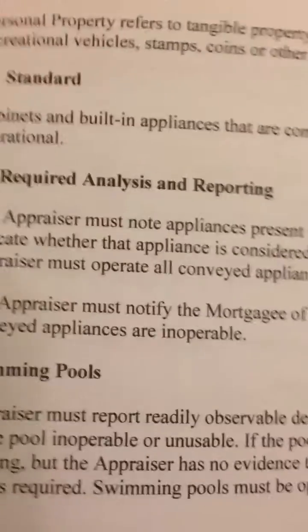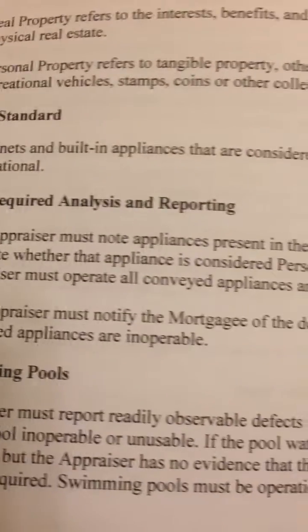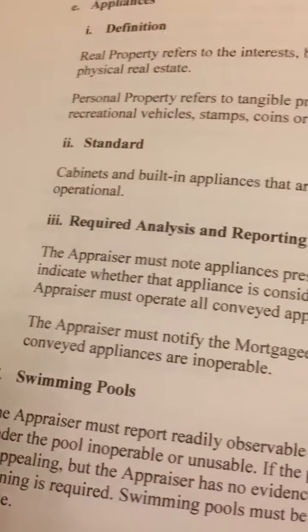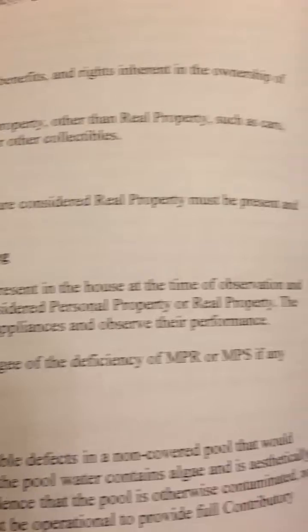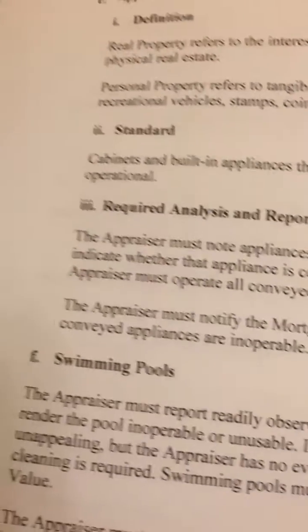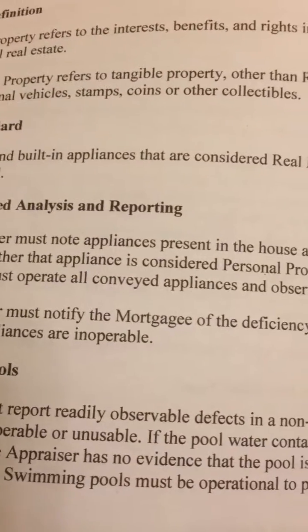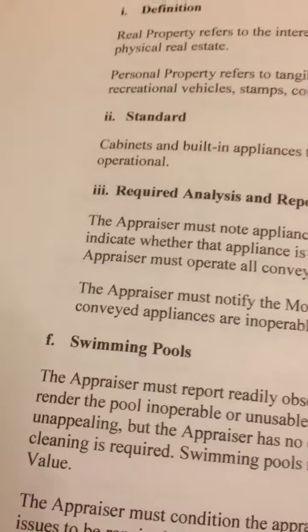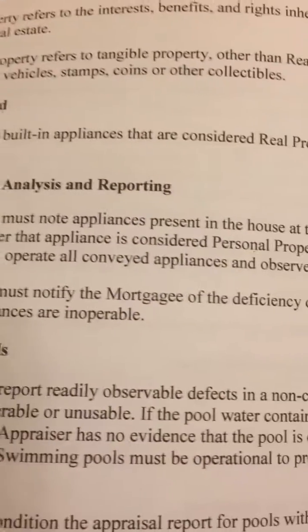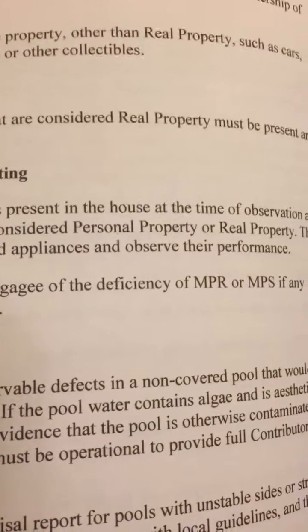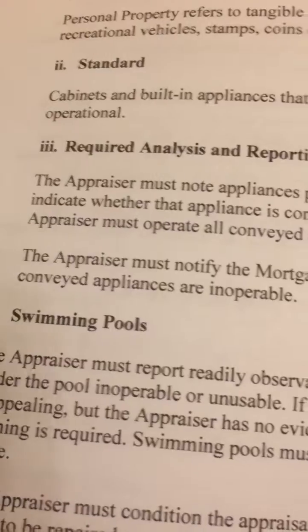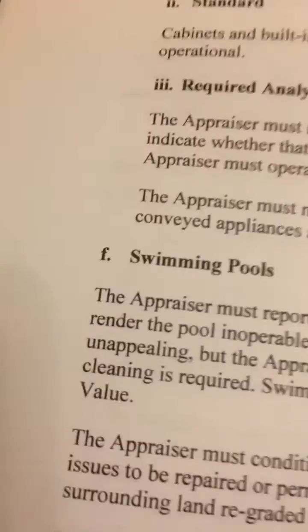Required analysis and reporting. The appraiser must note appliances present in the house at the time of observation and indicate whether the appliance is considered personal property or real property. The appraiser must operate all conveyed appliances and observe their performance. The appraiser must notify the mortgagee of the deficiency of MPR or MPS if any conveyed appliances are inoperable.